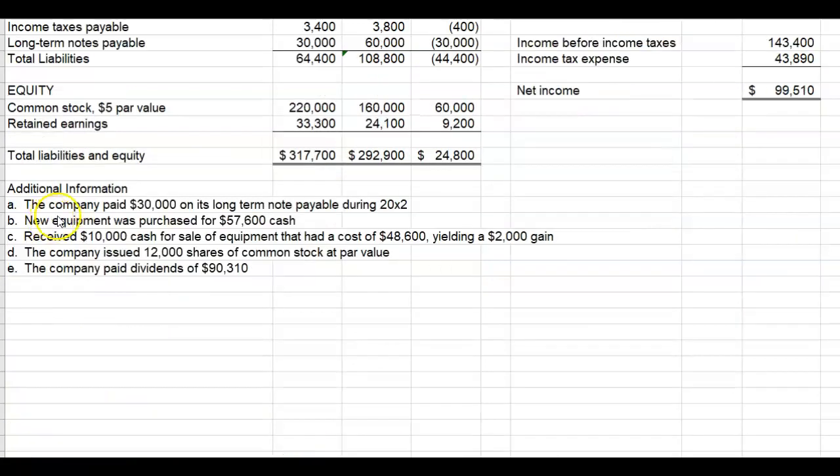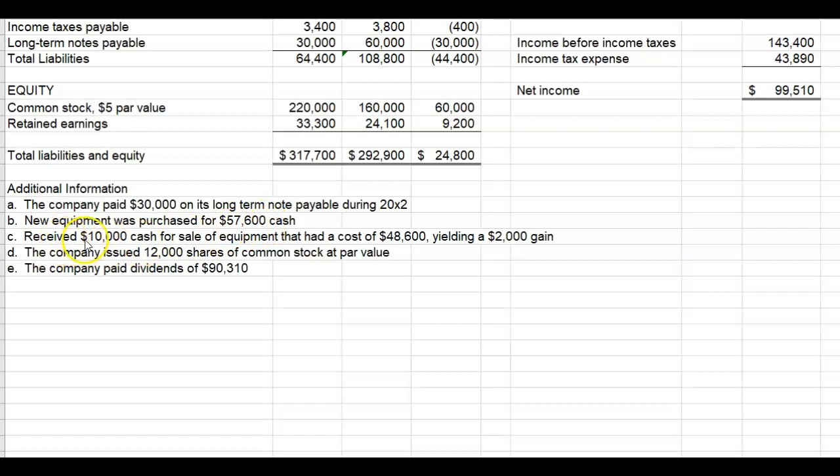And here's some very important pieces of information. We'll skip number A for now, but number B says new equipment was purchased for $57,600 cash. We are showing cash paid for equipment in the investing section. So we are going to say purchase of equipment, $57,600.